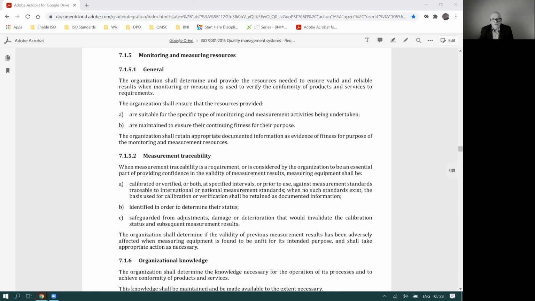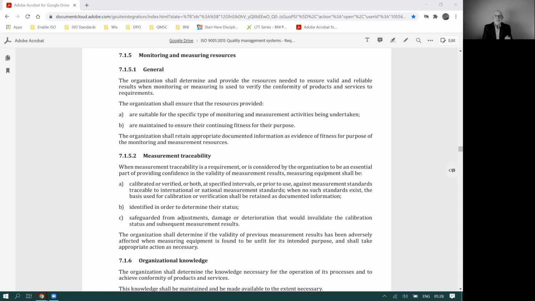B, identified in order to determine their status. And C, safeguarded from adjustments, damage or deterioration that would invalidate the calibration status and subsequent measurement results. Basic weighing scales is very hard to adjust. Calibrating measuring instruments, it can be quite a technical exercise. Where mandatory calibration is a requirement, typically the calibration adjustment mechanisms are sealed, and sometimes sealed with a wax covering so that any tampering will be evident.